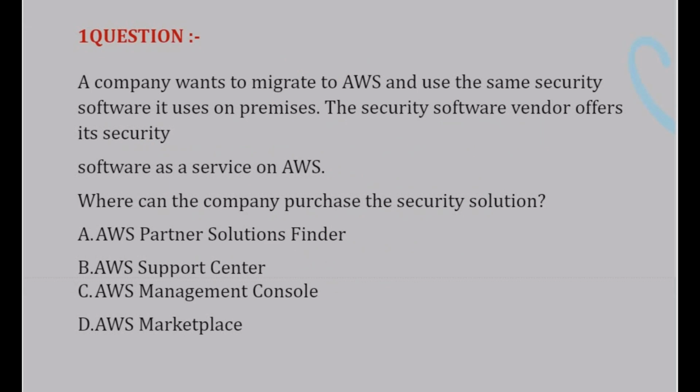Question is a company wants to migrate to AWS and use the security software it uses on premises. The security software vendor offers its security software as a service on AWS. Where can the company purchase the security solution? Option A, AWS Partner Solutions Finder. Option B, AWS Support Center. Option C, AWS Management Console. Option D, AWS Marketplace. Correct answer is option D.